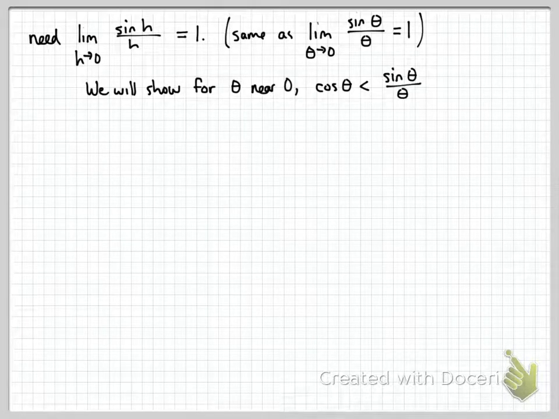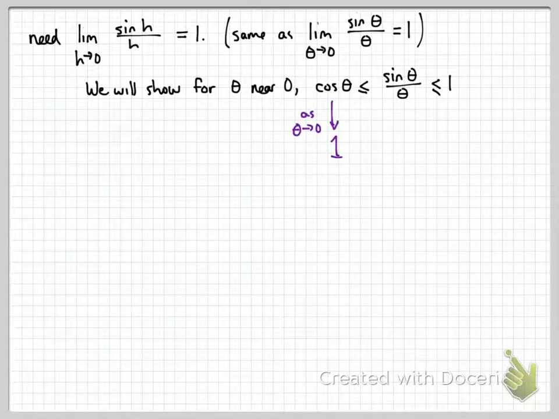What we're going to do is show that if theta is an angle near 0, cosine of it will be smaller than sine of it over it. Right? Cosine theta is smaller than sine theta over theta. We'll also show that sine theta over theta is smaller than 1. Now, when theta approaches 0, cosine theta goes to 1. When theta approaches 0, 1 stays at 1.